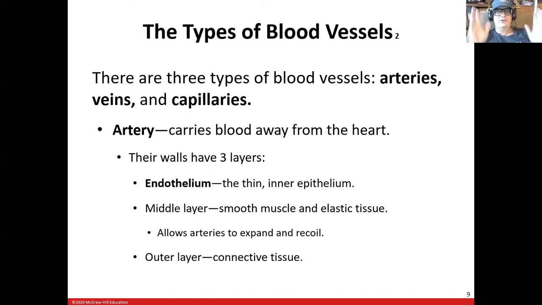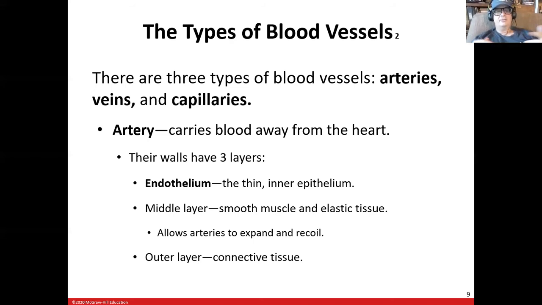That's fine. So know that if you're moving from the heart to the tissue, you would go through arteries, arterioles, capillaries. That's at the tissue. Then as you're collecting the fluid to return to the circulatory system, return to the heart, you're going to go from capillary to venule to vein. Anyway, so arteries carry blood away. You've got that. The wall has three layers.